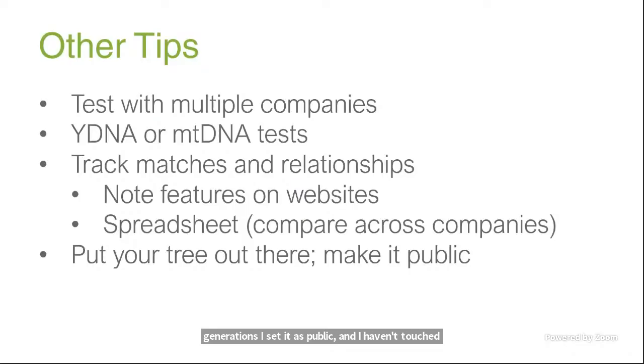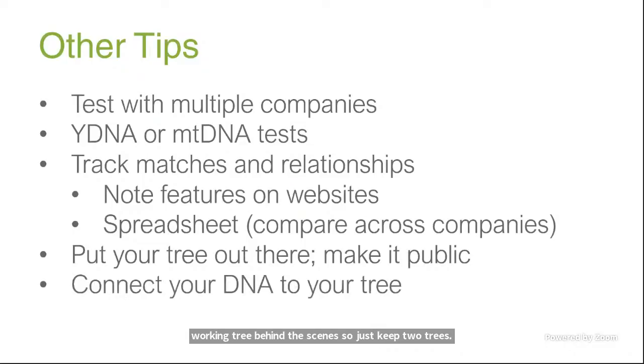And I attached my parents' DNA to it. So that means that if somebody else is trying to figure out our relationship, they can use that tree, but it doesn't have any of my hypotheses or working theories. That's all in a public or a private working tree behind the scenes. So I just keep 2 trees. The one for the DNA and one for myself. Anyway, and make sure your DNA is connected to your tree as well. Again, unlinked trees make things more complicated.